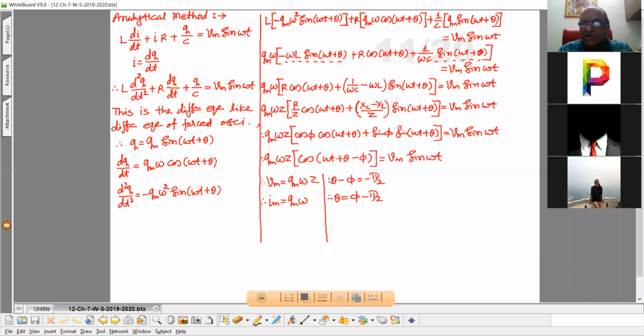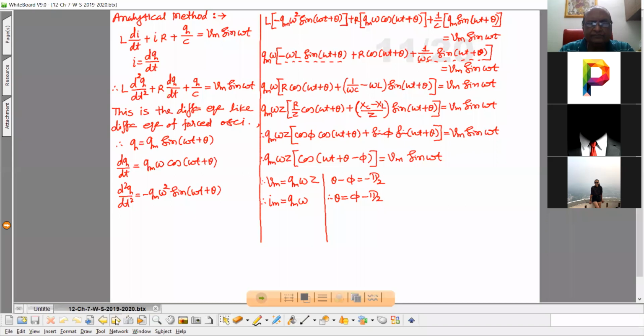That is possible only if this θ − φ is −π/2, because cos(ωt − π/2) is sin ωt. So we can write θ − φ equal to −π/2. Therefore, θ equals φ − π/2.